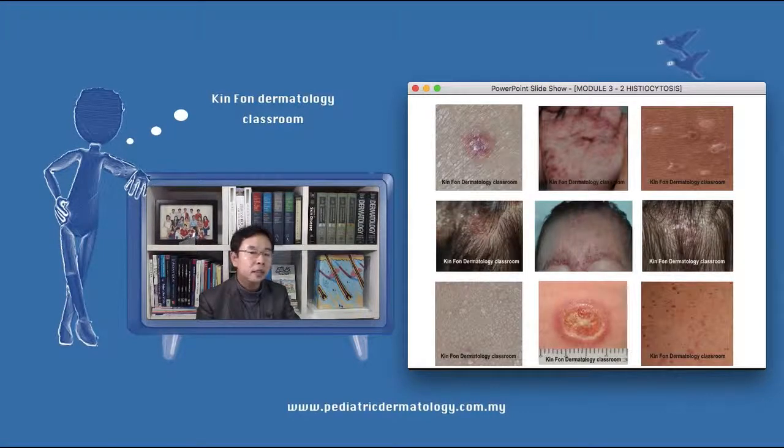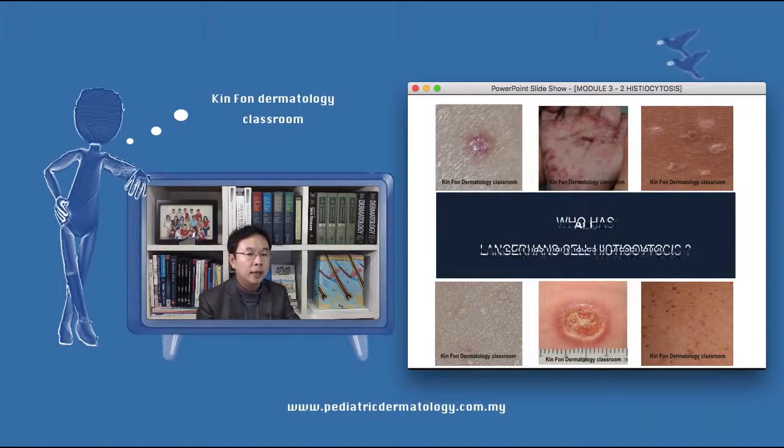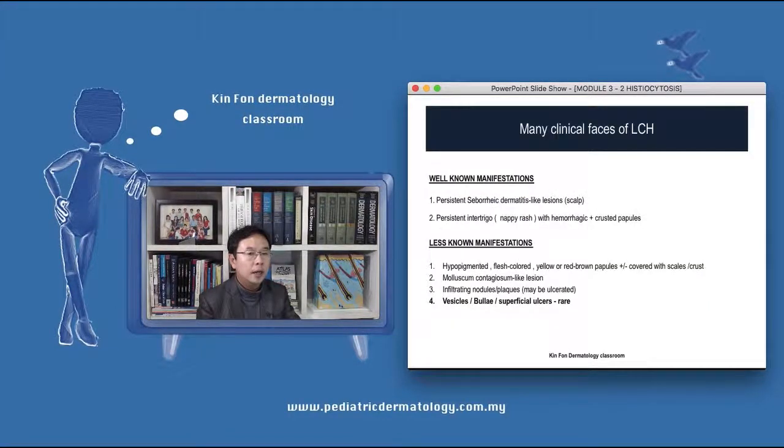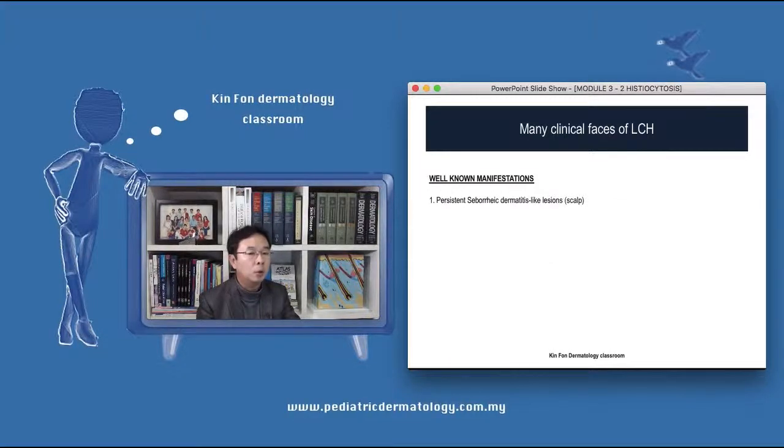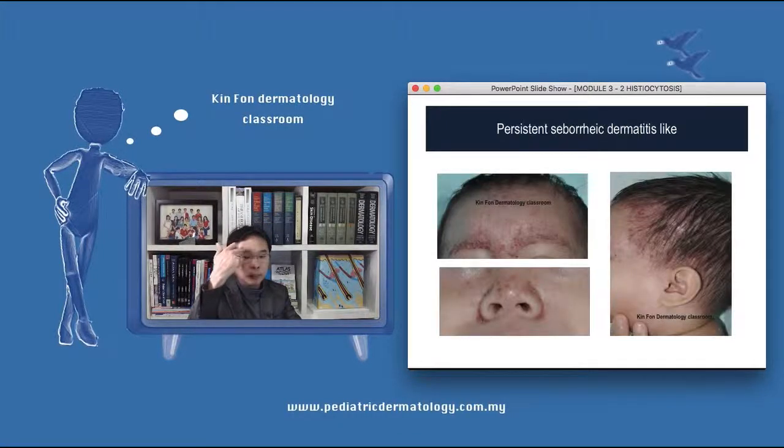As you look at these 9 images, they look very different, but all represent different morphological presentations of Langerhans cell histiocytosis. The most common, or the most well-known, manifestation is the patient presenting with persistent seborrheic dermatitis-like eruption over the scalp and the eyebrow area. The main clue is that they are not responsive to the usual treatment. At the same time, they have hemorrhagic papules as well as blood papule lesions over the seborrheic area.